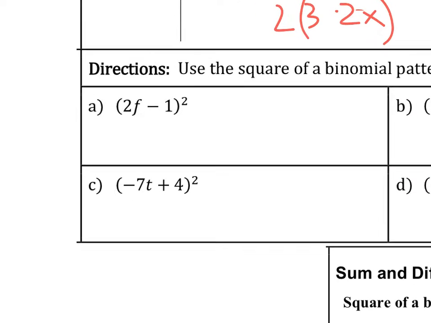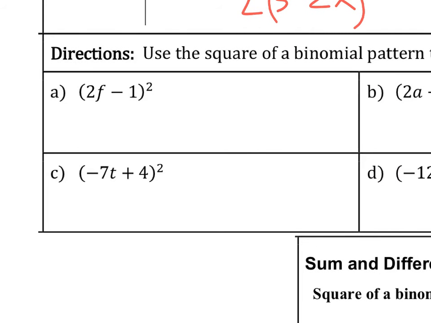So, just a few practice ones here. We can square the first thing. 2f squared is 4f squared. 1 squared is 1, so we're going to go plus 1. And then if we multiply these, we get 1 times 2f, that's 2f. And then we got to double that. So 2f times 2 is 4f. And this one's going to be minus because of this minus right here.